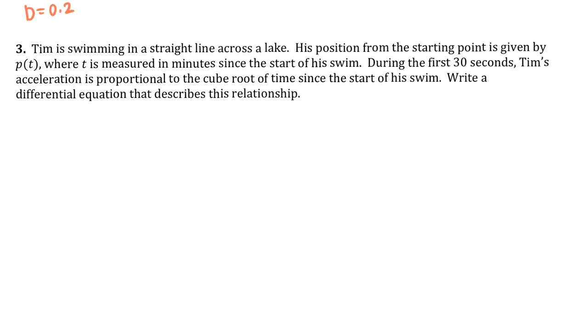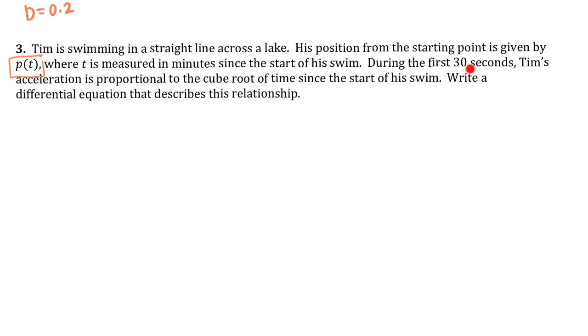Okay, Tim is swimming in a straight line across a lake. His position from the starting point is given by P of t, where t is measured in minutes since the start of his swim. During the first 30 seconds, Tim's acceleration is proportional to the cube root of time since the start of his swim. Write a differential equation that describes this relationship. Okay, Tim is swimming in a straight line. No information. His position from the starting point is given by P of t. So I know I'm using P of t for something. P of t is his position.